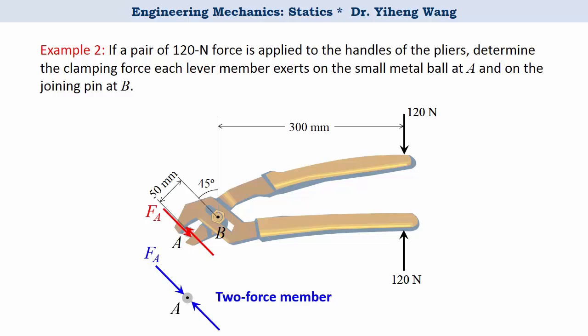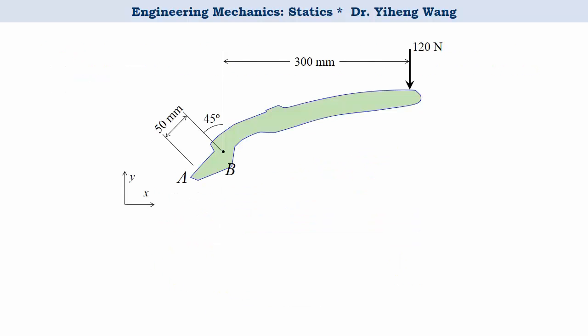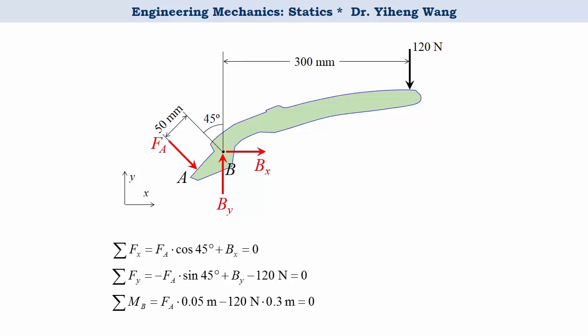So we must analyze only one member. Let's choose only one lever member and draw its free body diagram. This is the force exerted by the ball to the member, and these are the two force reactions associated with a pin connection. We can write three equilibrium equations, and we have only three unknowns, therefore we can solve for all of them.